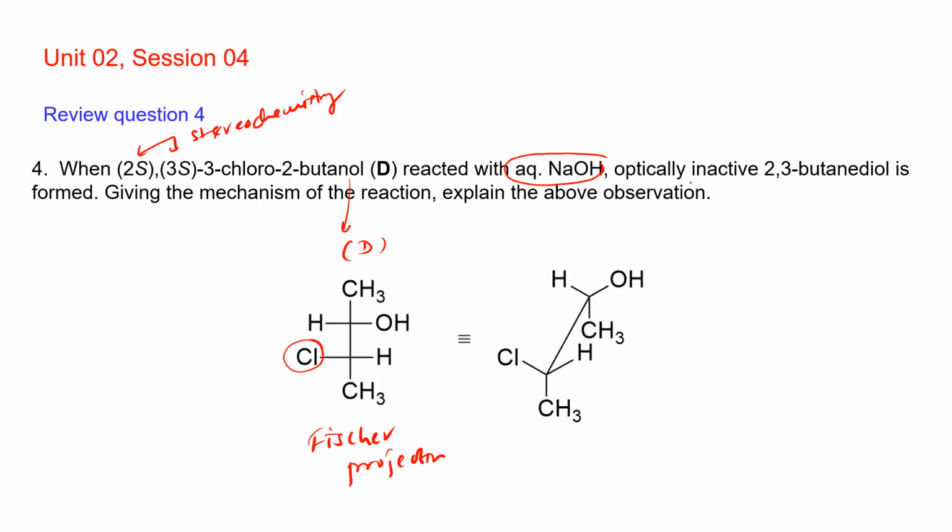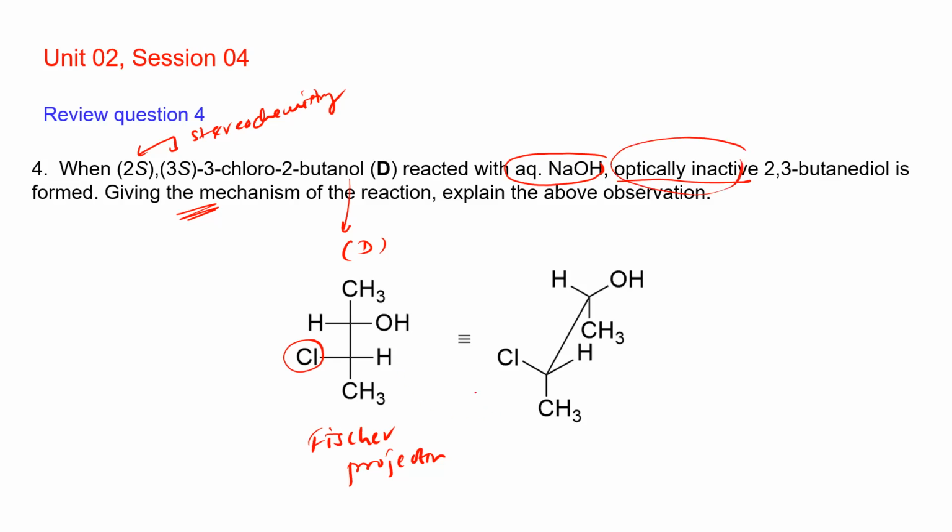And then they say that when this butanol is reacted with sodium hydroxide, optically inactive 2,3-butane diol is formed. Given the mechanism of the reaction, explain the above observation. So you have to give the mechanism and explain. You have to show how this reaction is taking place and explain what's going on, and the resultant product is actually optically inactive. So let's see what's happening here.